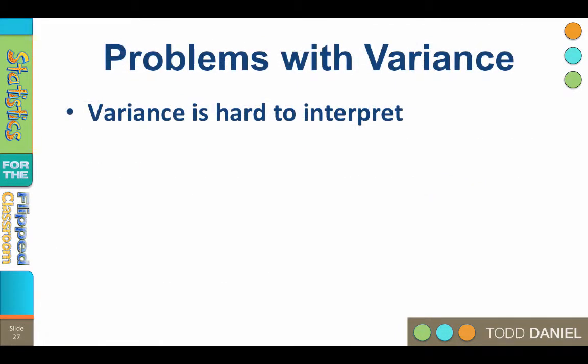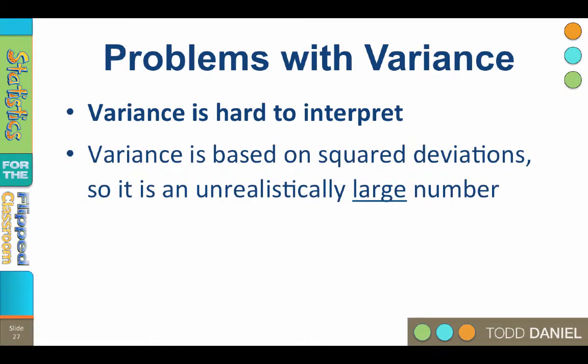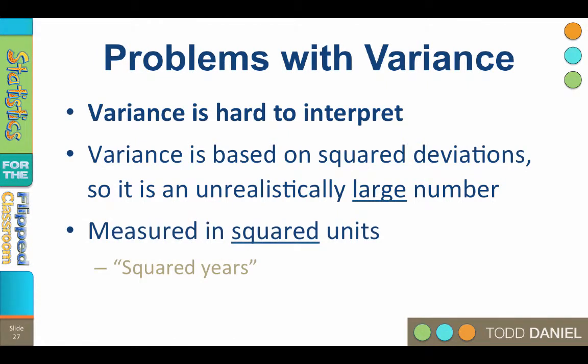Variance is a legitimate measure of variability, but it has limitations. First of all, variance is hard to interpret. Variance is based on squared deviations, so it is an unrealistically large number. Also, variance is based on squared units that are hard to think about. If we were talking about age, the variance might be 4 squared years. What does that mean? What is a squared year?